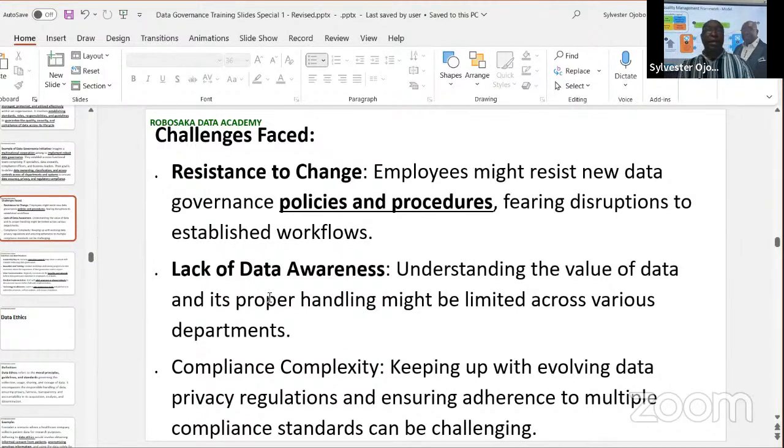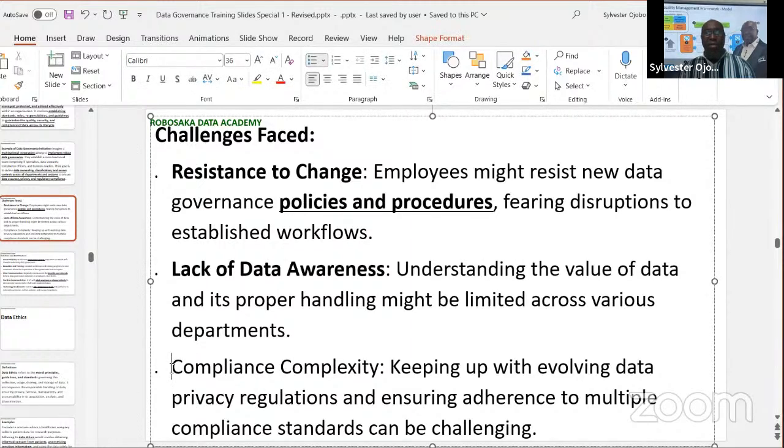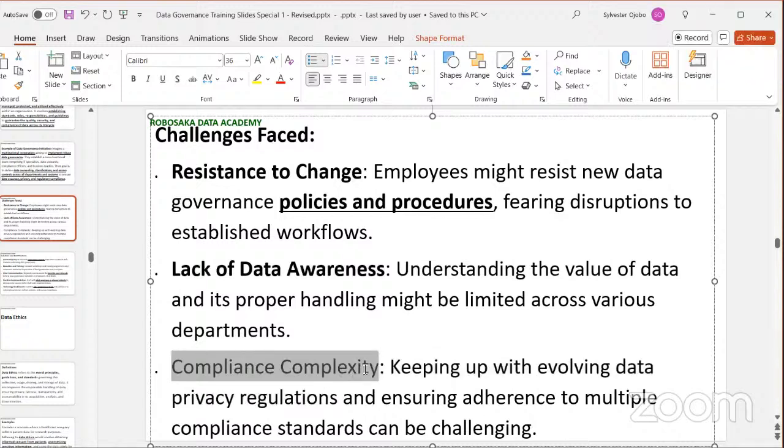Another challenge is lack of data awareness. Some people don't have a proper understanding and insight into the value of data, so they misbehave with data when it comes to them and don't handle it properly across various departments. So if there is lack of awareness of data, what will you do? I think some people will not take it seriously.